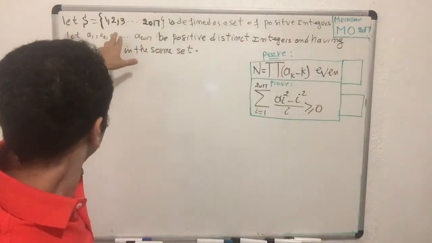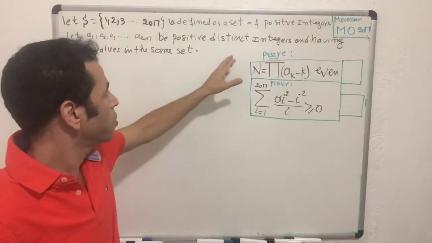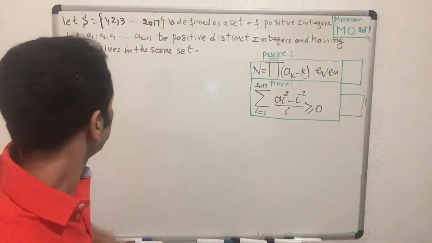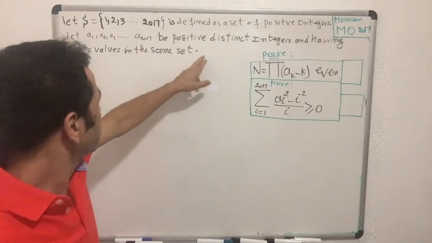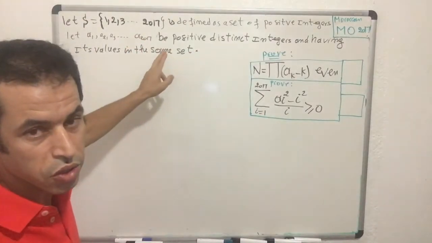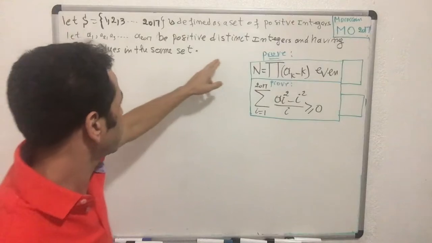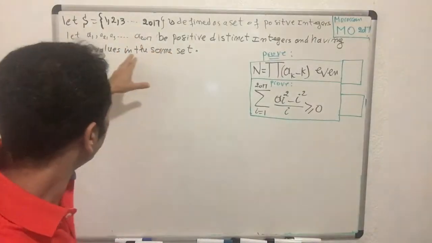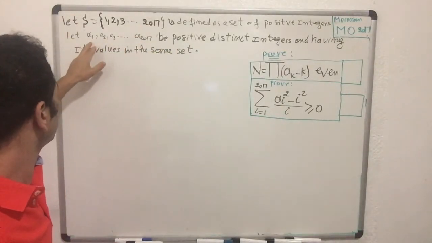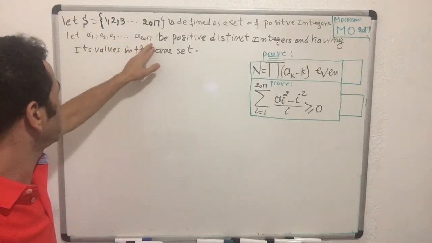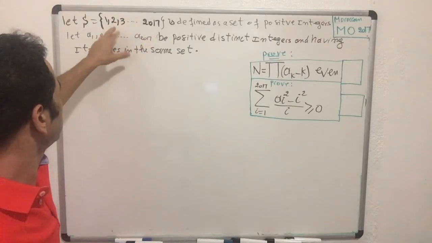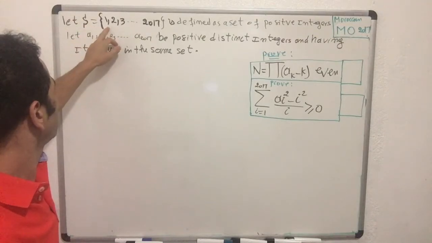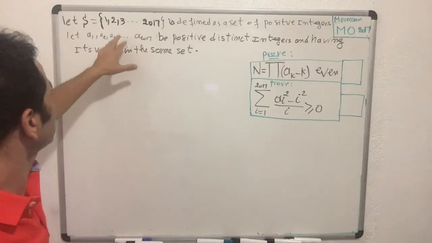Distinct are the numbers not equal to each other. So every number is different than the other. And positive means bigger than or equal to 1, strictly superior than 0. That means positive distinct. And having its values in the same set: all the values of these numbers, which are A sub 1 to A sub 2017, are in this set, the numbers from 1 to 2017. So all the numbers are in this set.